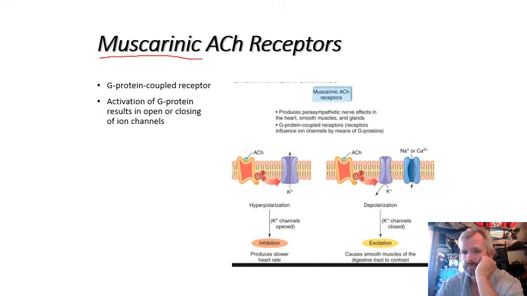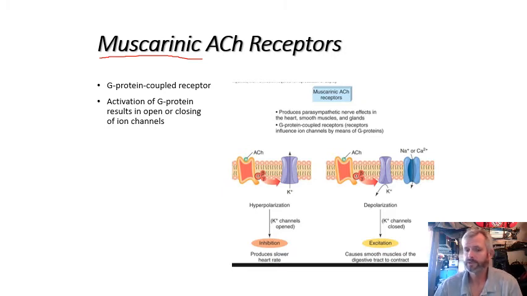You can see some of these, and remember, G proteins can have multiple effects. There are actually multiple subtypes of muscarinic receptor, so not all muscarinic receptors are going to have the same response at the target tissue. In some cells we get hyperpolarization because we're opening potassium channels. This is one subtype of muscarinic receptor, where another subtype actually closes the potassium channels and opens a sodium or calcium channel.